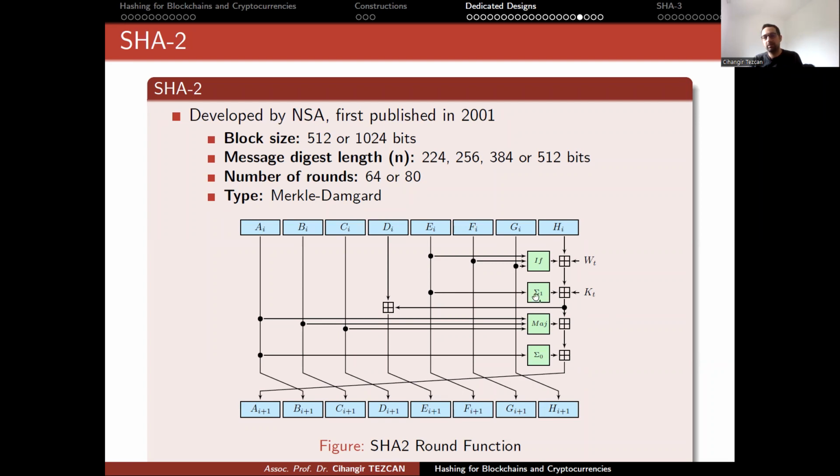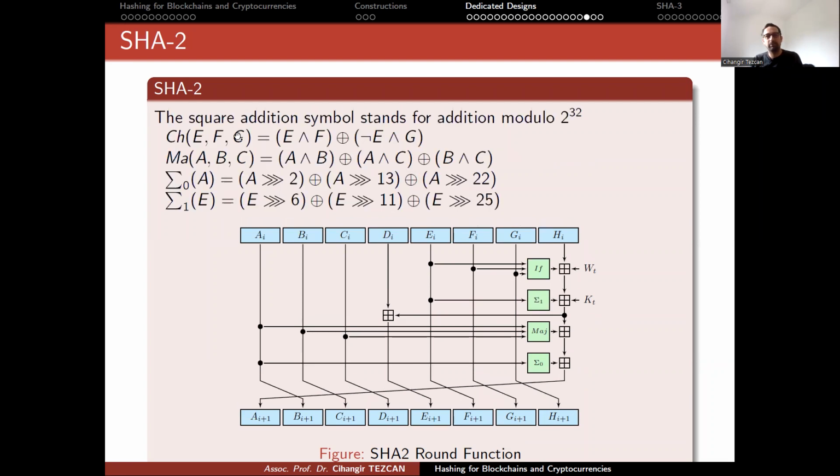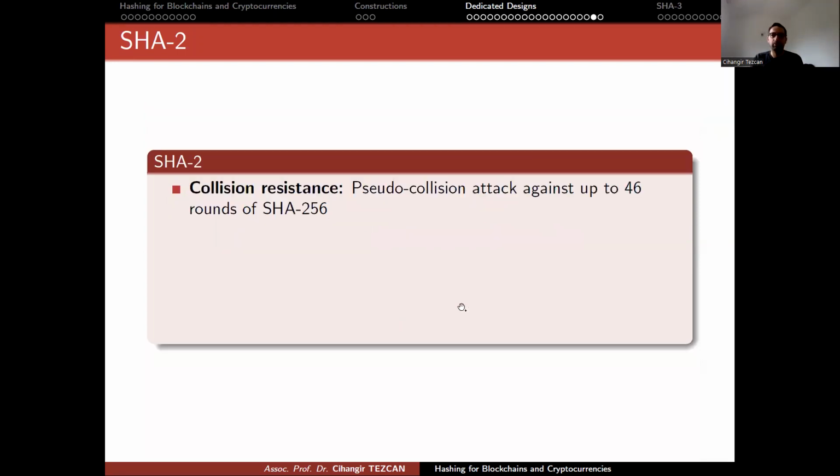But these are very similar to MD5. As you can see, they are defined here. For sigma 0 and sigma 1, you take the input, rotate it 3 times for itself, and XOR it. The other functions work like the ones we had for MD4 or MD5. So it is very, very similar to previous designs, SHA1, MD5, and so on. But the good thing is that we don't have any attack.